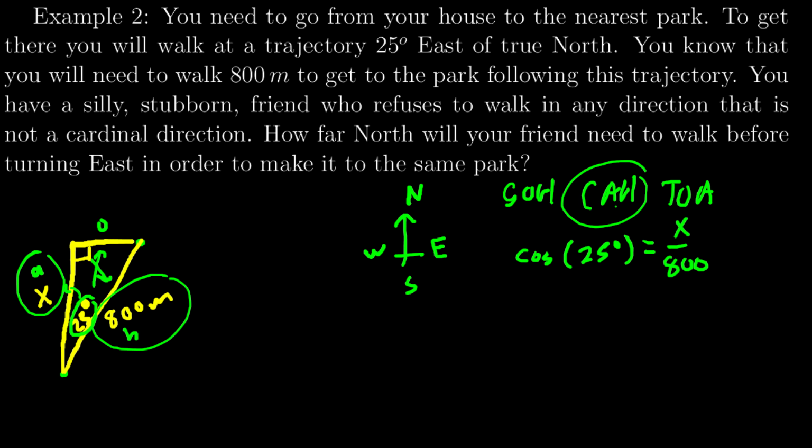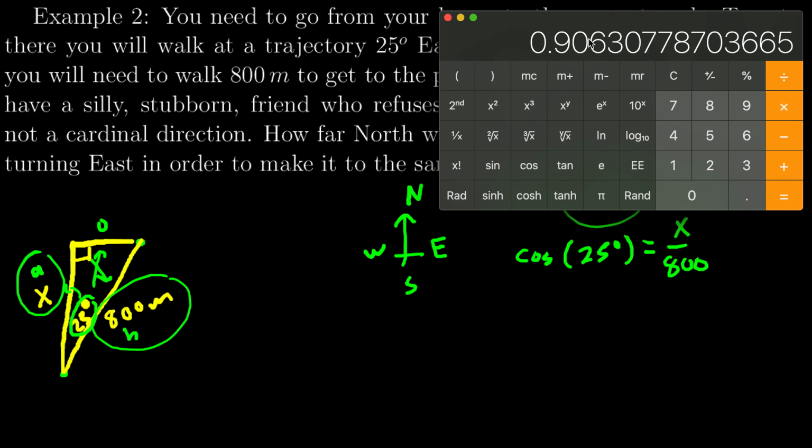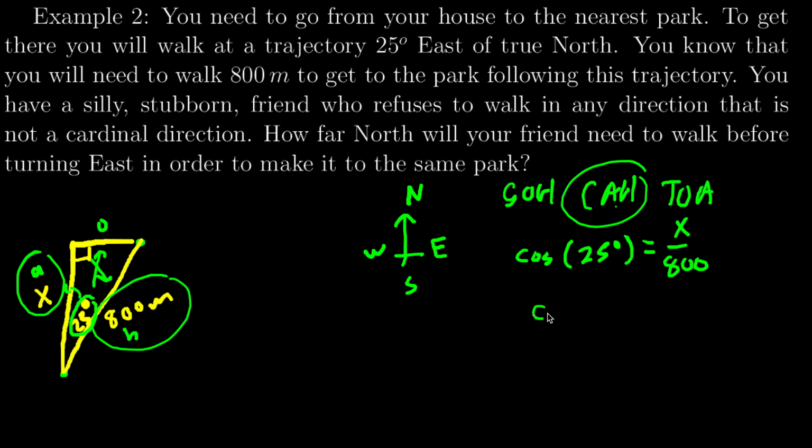I'll go to my calculator. I need the cosine of 25 degrees. So 25. Right now I'm set to inverse cosine, so let me change that back. Cosine. Okay, I get 0.90631. And that's going to be approximately x over 800.